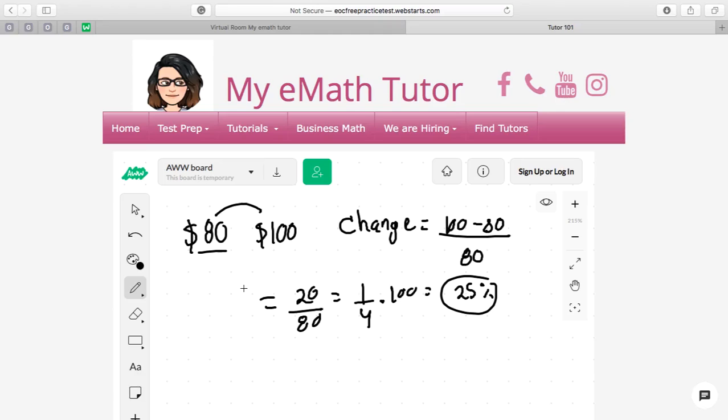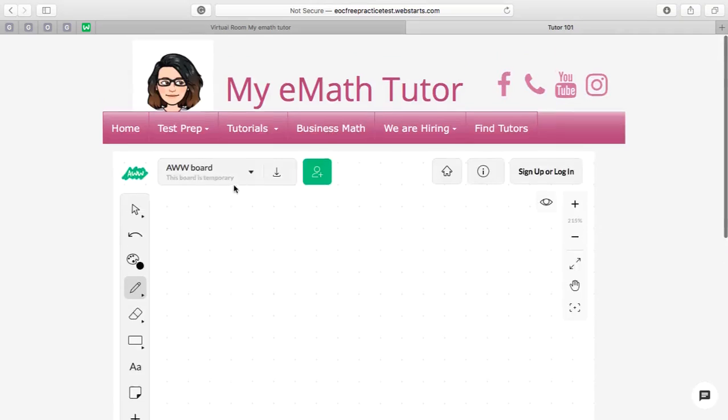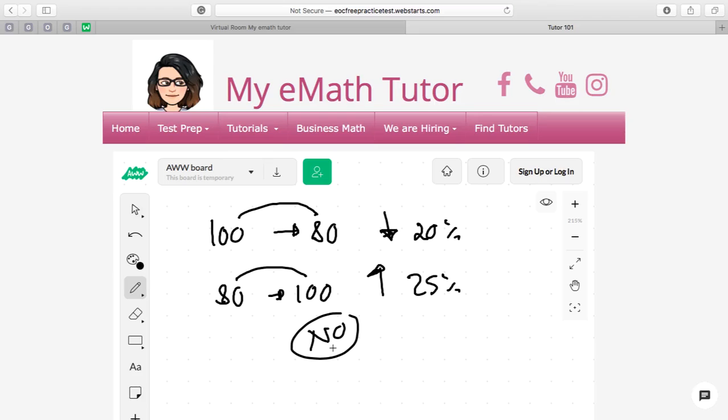Now, this is very simple because you are basically just doing what? The change, which is the difference of whatever numbers you have, always divided by the original. So let's take into consideration that at the beginning, the stock went from 100 to 80. That decreased 20%. But notice that when I went from 80 to 100, that increased 25%. Therefore, if they tell you, hey, it's the same percent change to go from 100 to 80 as from 80 to 100, you're going to tell them, no, it's not. Very important that you remember this.